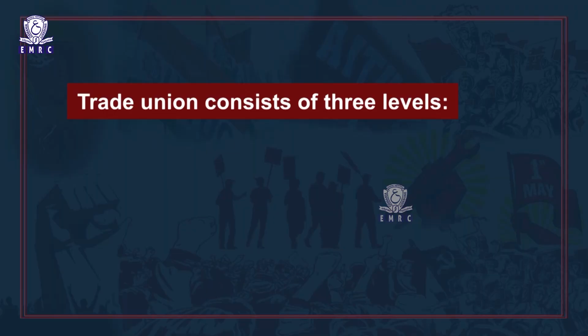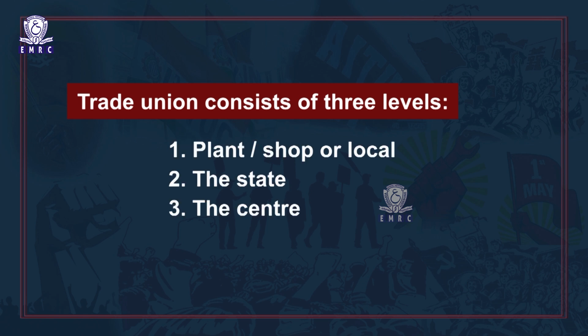Friends, let us now try to understand the structure and types of trade union. In India, the structure of trade union consists of three levels: plant, shop or local level, the state level and the center level. It is generally from the central level that the ideology of the important central federations of labour in India percolates down to the state and local levels. Every national or central federation of labour in India has state branches, state committees or state councils from where its organization works down to the local level.